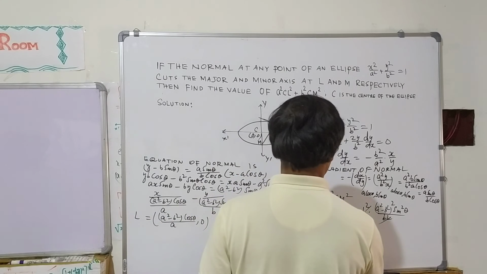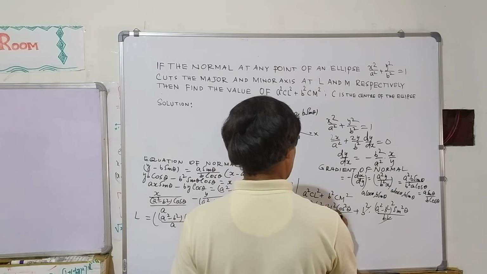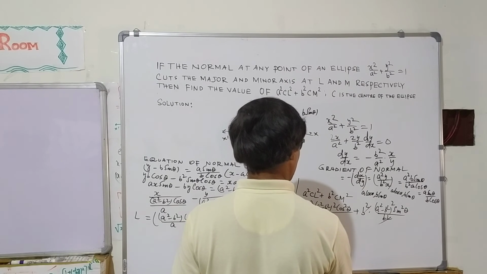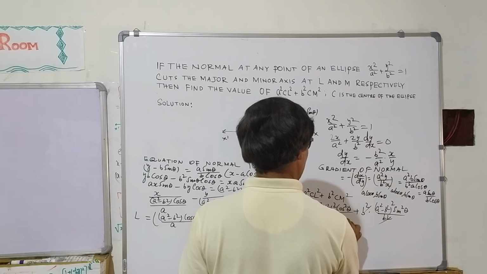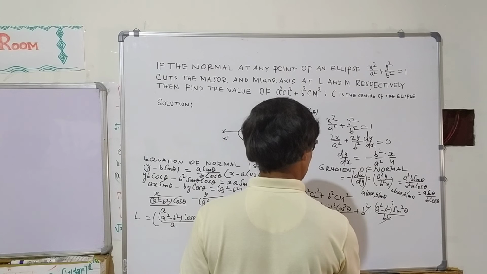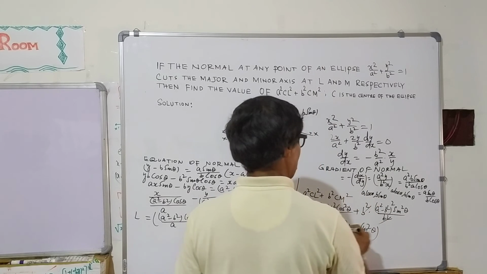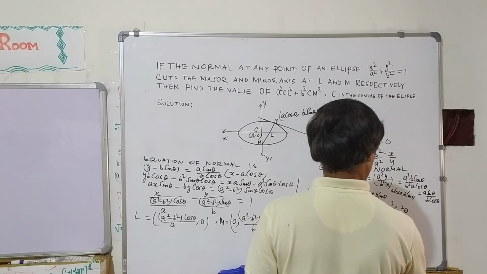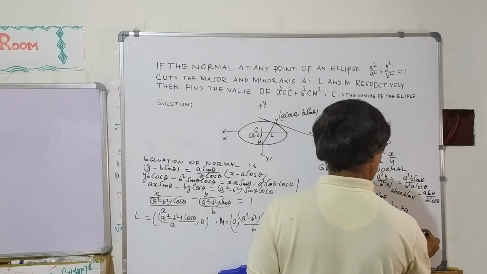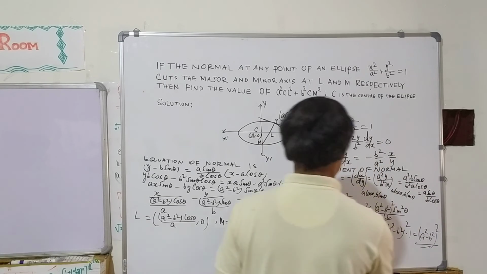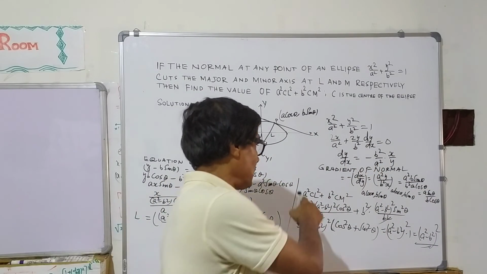These cancel out. So, we get (a square minus b square) whole square into (cos square theta plus sin square theta), equal to (a square minus b square) whole square into 1, that is (a square minus b square) whole square. This is the value of a square CL square plus b square CM square.